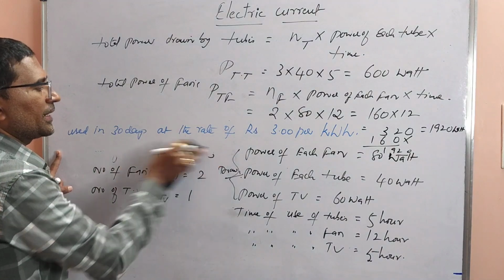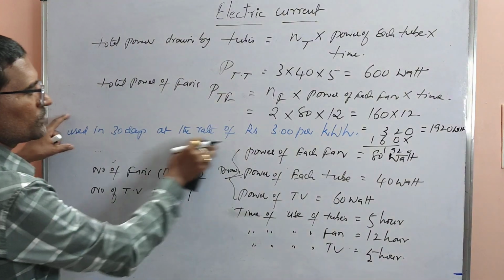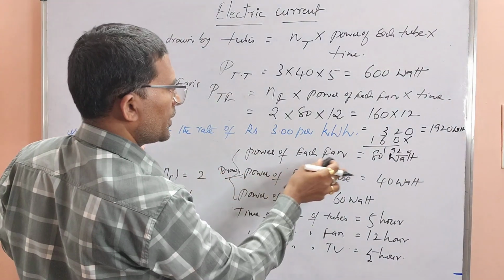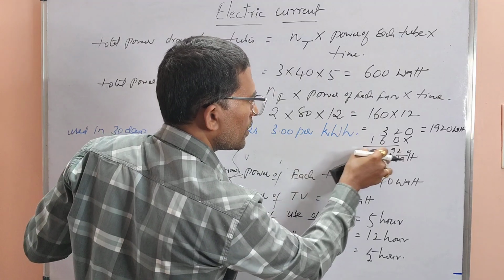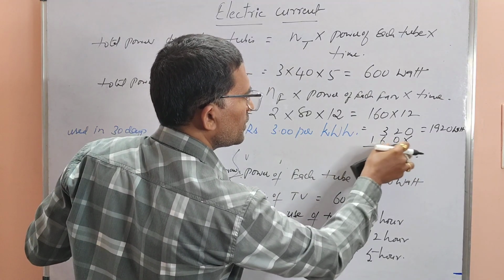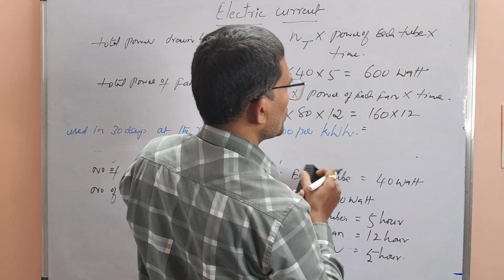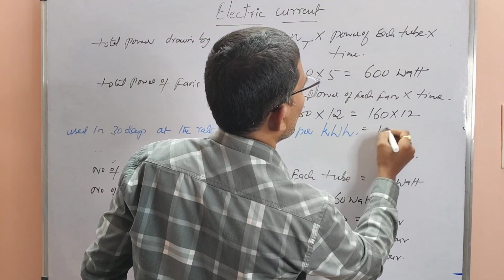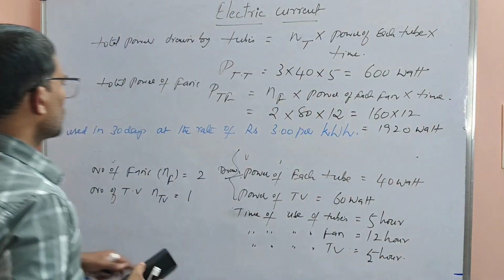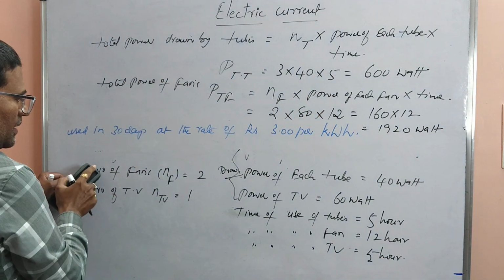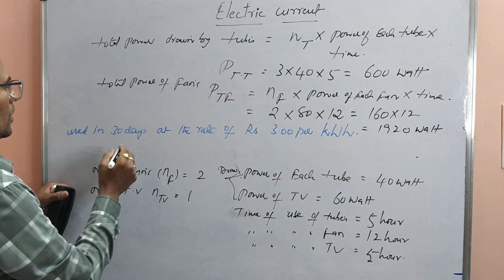Now I will write the next part, because you should keep this one. We have to calculate the bill. Now fans is over. We calculated the value, 1920. That is 1920 watt we calculated. That is total power of fans. Next one is television.